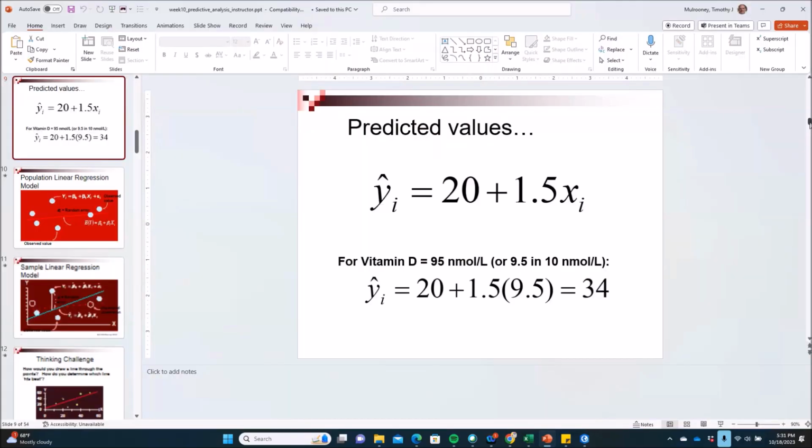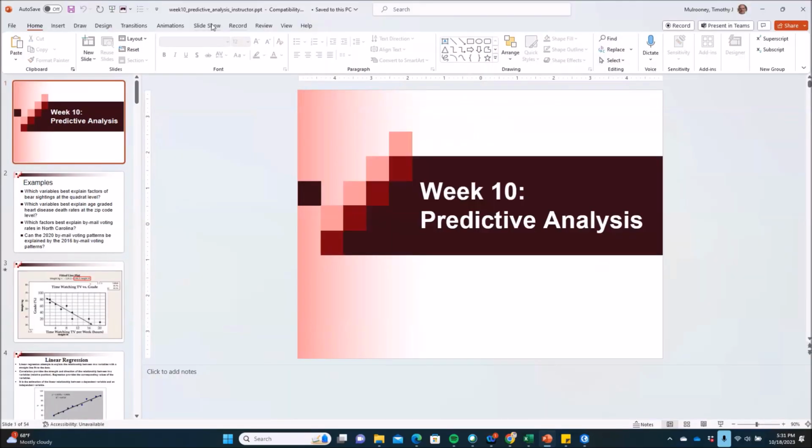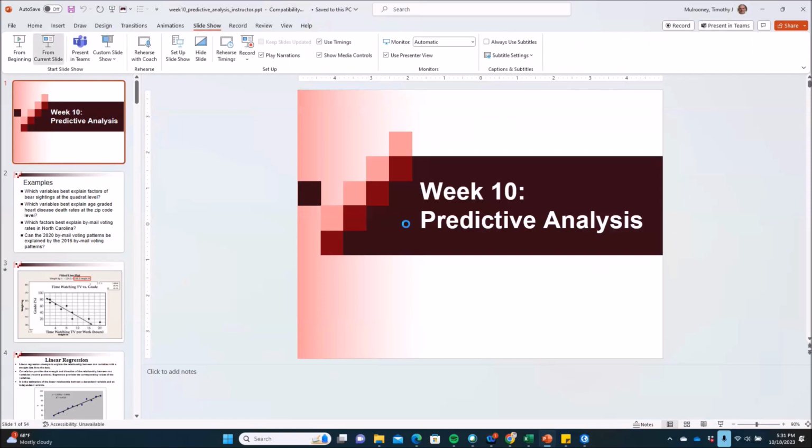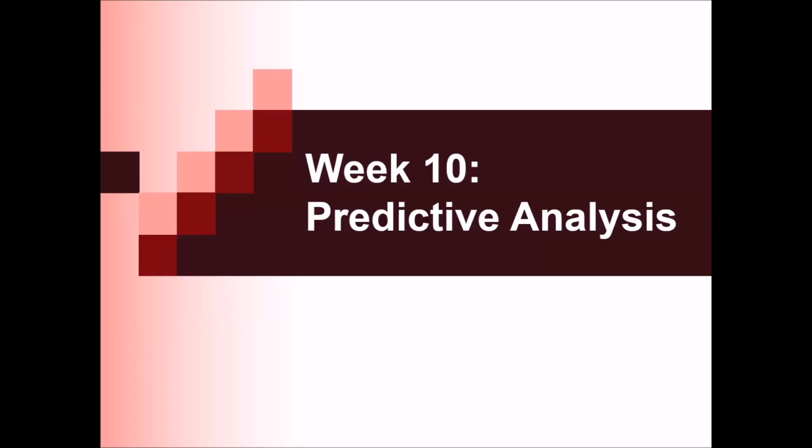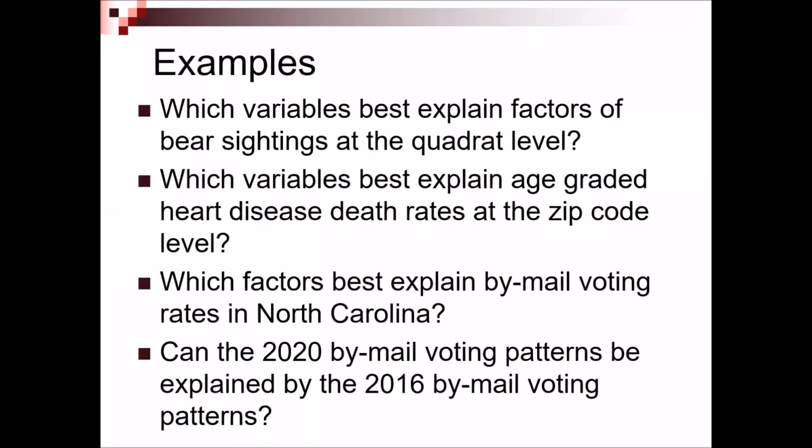Okay, so today we're going to talk about the whole idea of predictive analysis, and so we're kind of migrating from inferential statistics to predictive analysis. Some of the examples that we talk about is which variables best explain factors of bear sighting. And so we're going to talk about that research that I did with my brother. He was working on his master's. I'll explain a little more if I hadn't already, at the quadrant level. So we've heard this word quadrant before, right? The little squares and things like that. We know why we use quadrants, because they're equally sized and spaced and all that other stuff.